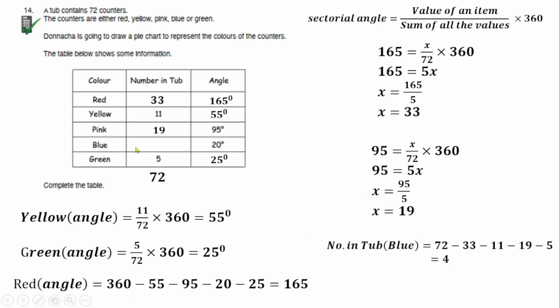So then to get the number of tubs in blue, we don't need to use this formula again, since we already know that if we add all the tubs together, it's going to give us 72.